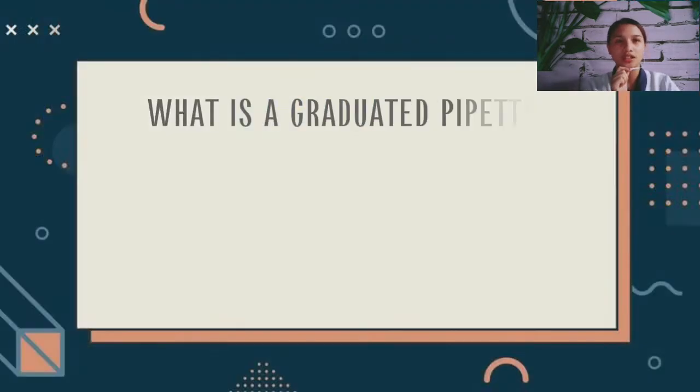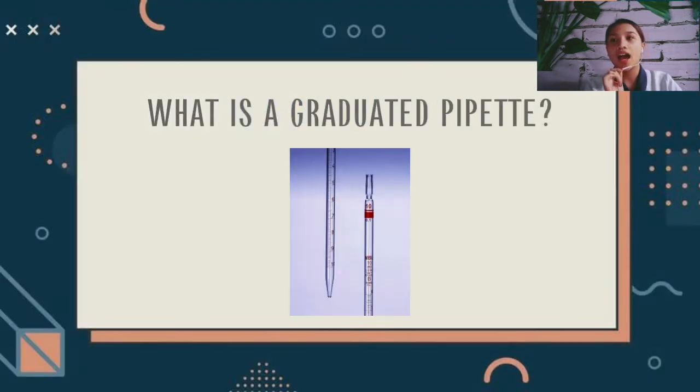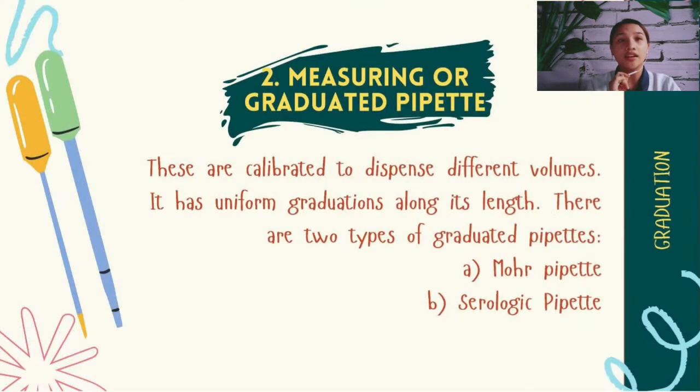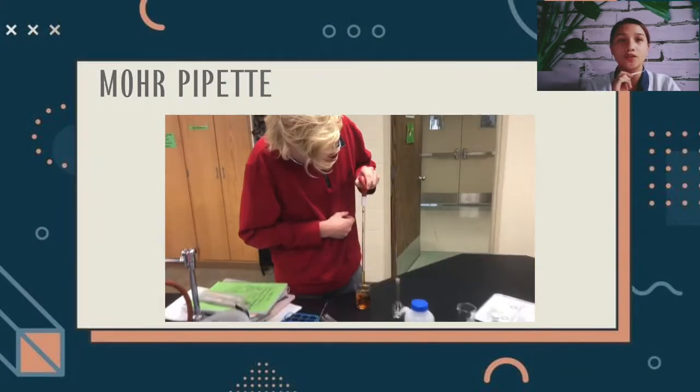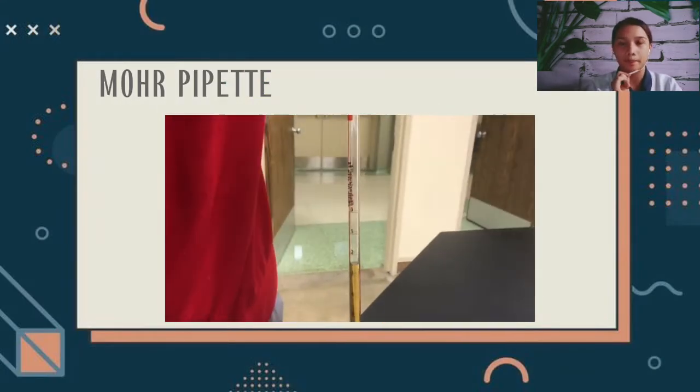But first, what is a graduated pipette? A slender calibrated tube used in the laboratory to measure the volume or transfer a particular quantity of liquid from one container to another. These are calibrated to dispense different volumes. There are 2 types of graduated pipettes, the Mohr pipette and the serological pipette. The Mohr pipette is also known as a graduated pipette.